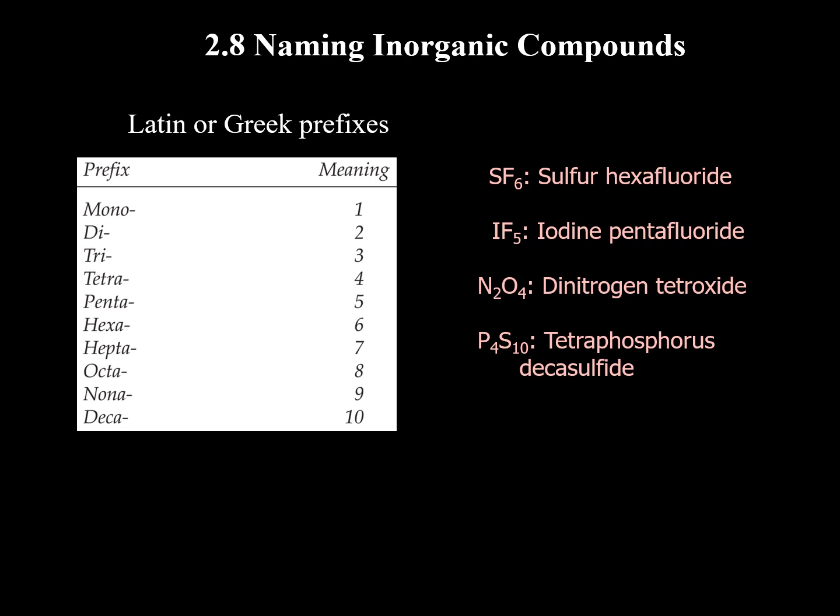For the first name, on the left, we don't say monosulfur hexafluoride. Just like we don't say mono carbon dioxide, we just say carbon dioxide. The first name, if it has only one, we don't say mono. Although we do say carbon monoxide if there's only one for the second element. So we go iodine pentafluoride, dinitrogen tetraoxide. Di means 2 nitrogens, tetra means 4. You can say tetroxide or tetraoxide. I'm okay with either one.